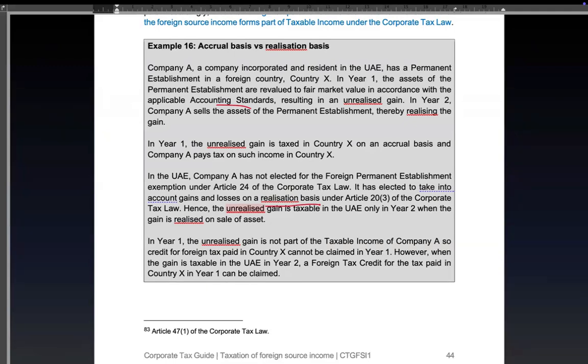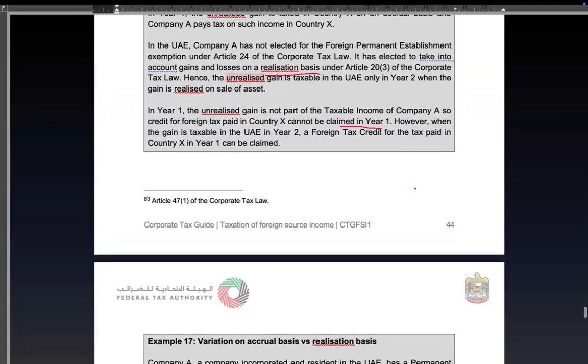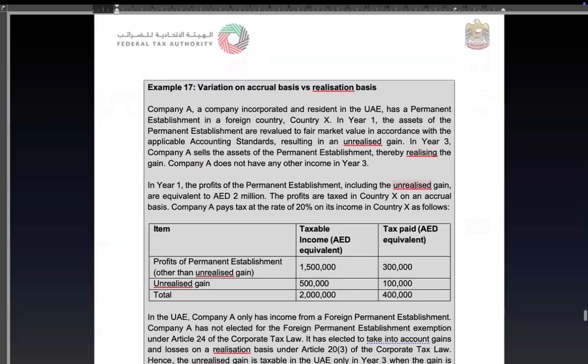Which means in the first year, you will not consider the foreign related income, because you are following the realization basis and that gain is unrealized. When the foreign source income is realized and considered for tax purposes, you will consider whatever tax you have paid out of the UAE as well. Otherwise, you will not be able to consider that tax. So the first year is on an unrealized basis. In the second year the gain is realized. In year one, the unrealized gain is not part of the taxable income, because you are following the realization basis, and so the foreign tax credit cannot be claimed in year one. In year two, you will include the income in your taxable income, and then you will take the foreign tax credit as well.